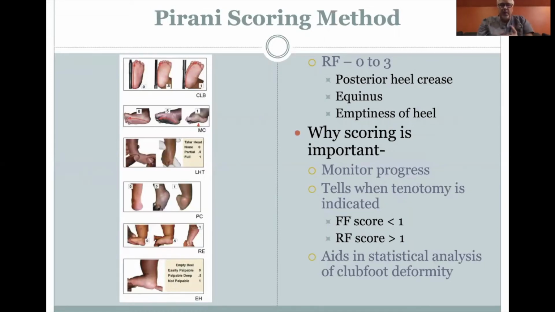It helps you monitor progress, number 1. Number 2, it tells you when a tenotomy is indicated. Again, that's when the forefoot score is less than 1. That means you've corrected all the forefoot deformities, but there's still a residual rear foot deformity, and that's the equinus part that needs to be corrected. Additionally, the Pirani scoring method is used for statistical analysis of clubfoot correction.